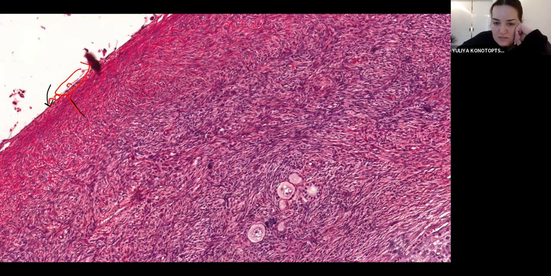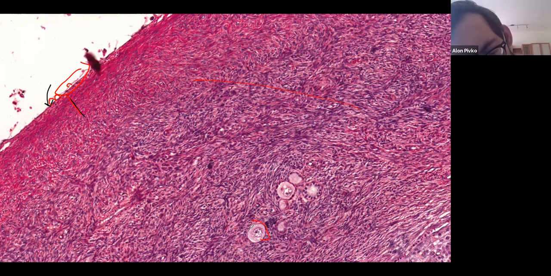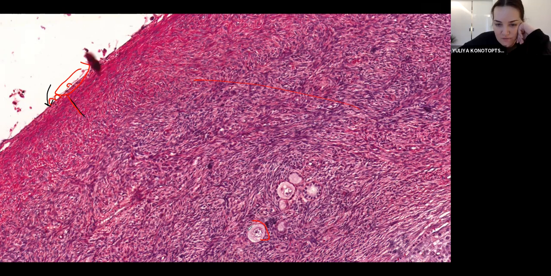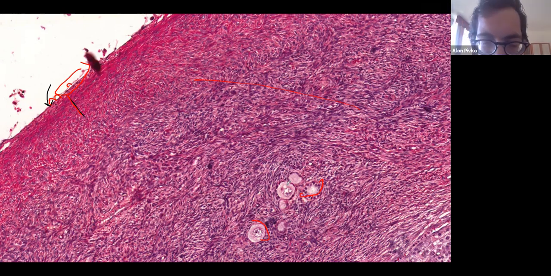Stroma, and then you can see something like, okay, let me get you the easy one, like this one. Primordial, because the follicular cells are squamous. What about this one? This is primary follicle, because the follicular cells are cuboidal. Cuboidal. Okay. And this one?